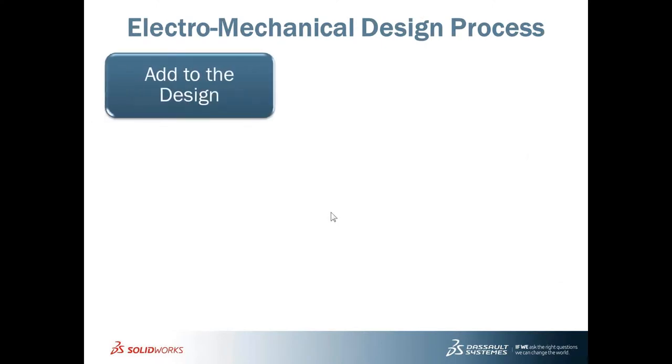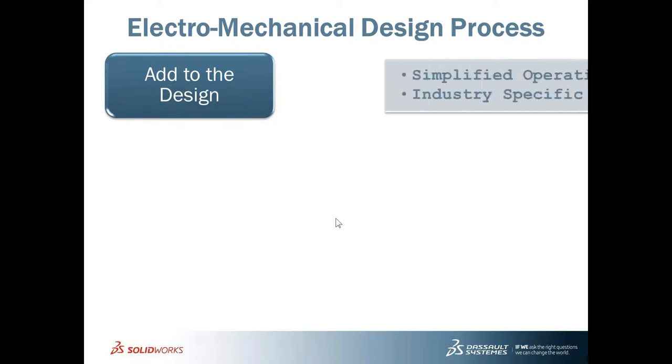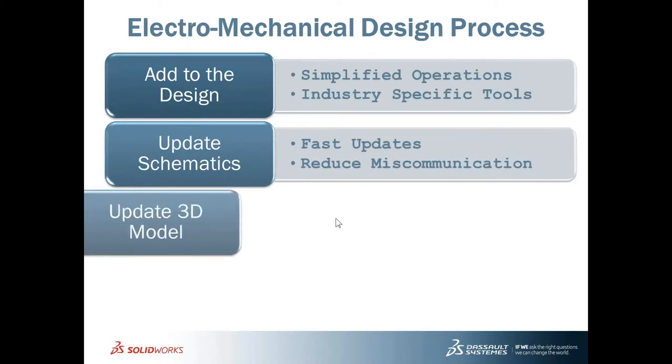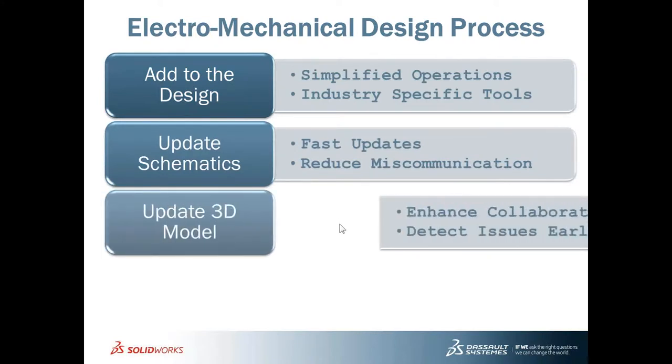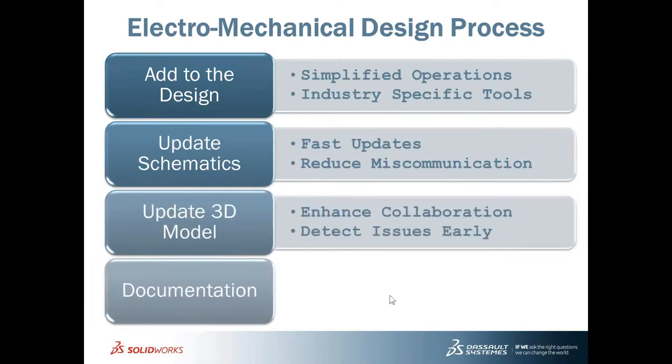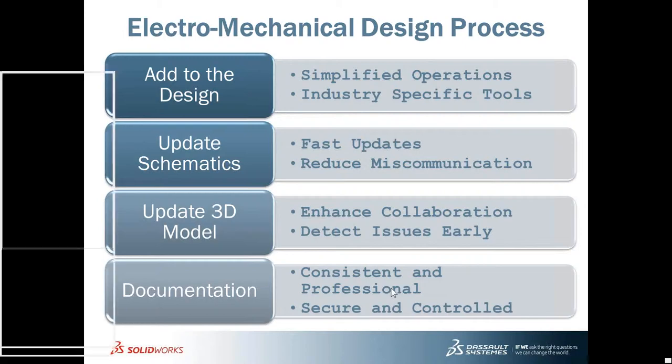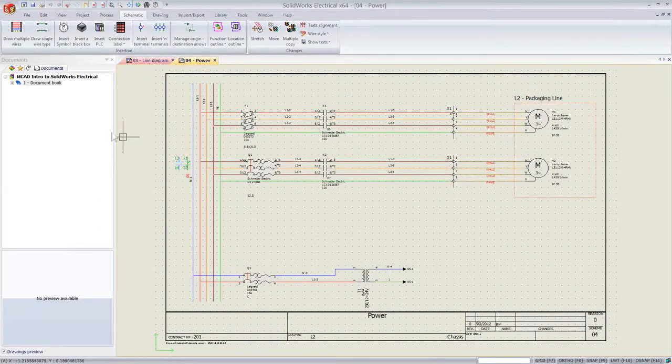So what we're going to do today is go through this electrical mechanical design process. We're going to add to the design, update the schematics, update the 3D model, and then generate some documentation. So what I'd like to do now is flip to the electrical product and show you some of the things that are available in the electrical product.